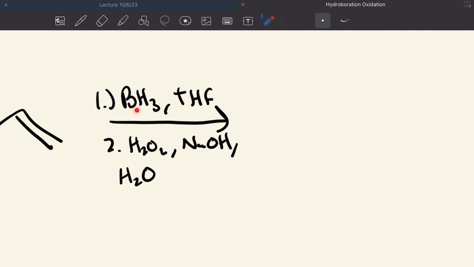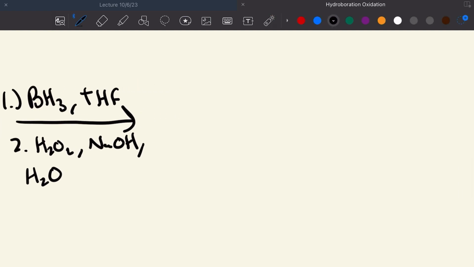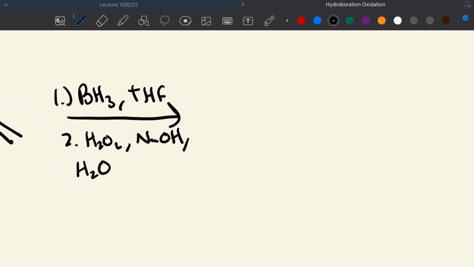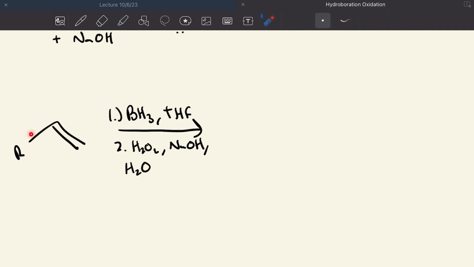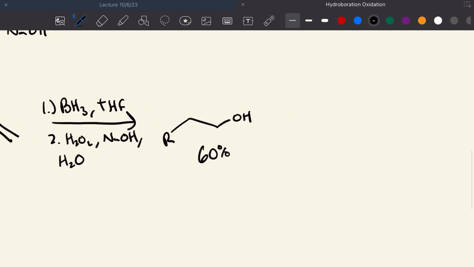As it turns out, using BH3 is not very efficient, as you only get, so say we start with this alkene over here, this alcohol here on the least substituted group about 60% of the time, and the other 40% you get this alcohol on the more substituted group here.